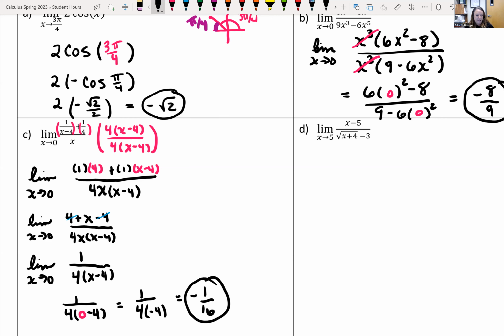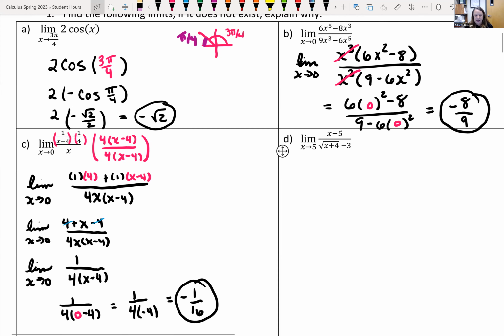So part D. Part D says we have the limit as x is approaching 5. In the numerator, we have x minus 5. In the denominator, we have the square root. Underneath the radical is x plus 4. And then outside of the radical, we have minus 3.